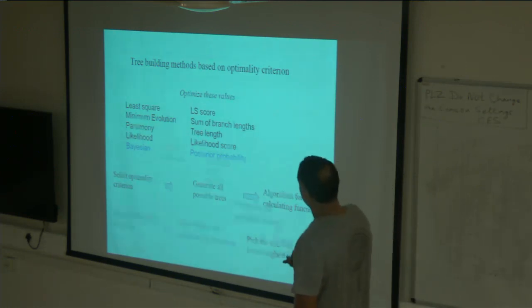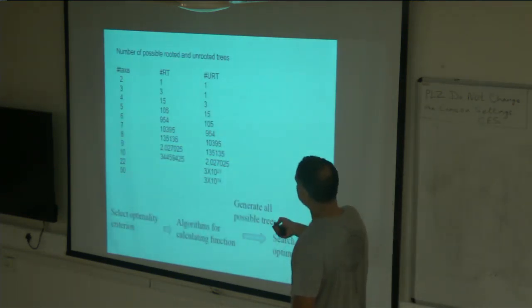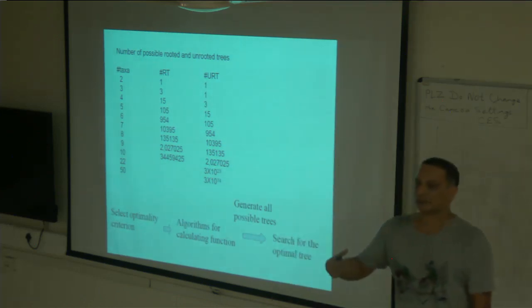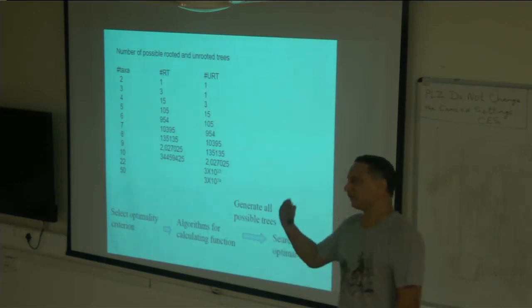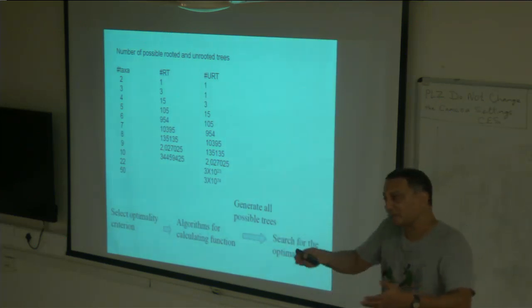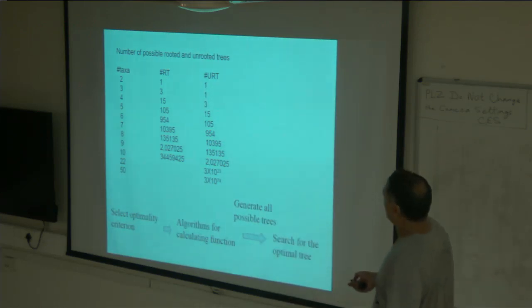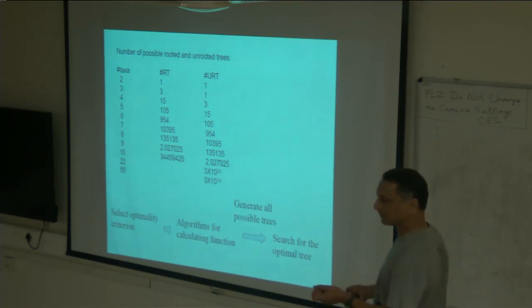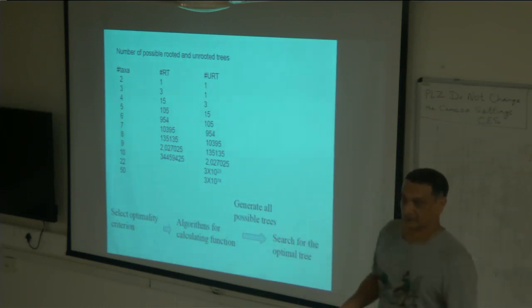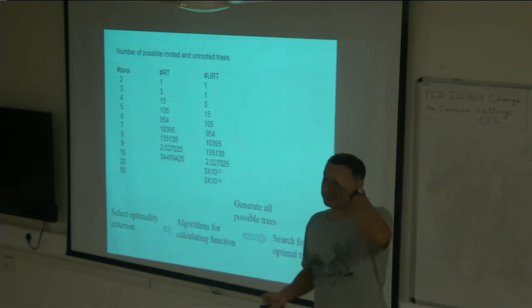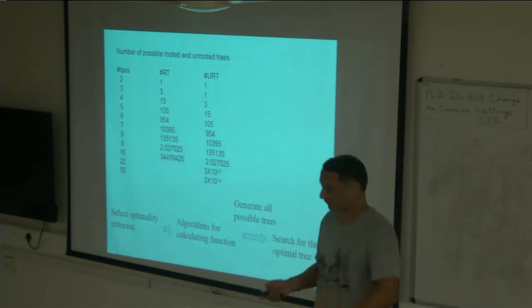Because as we discussed earlier, as the number of taxa increases, the number of all possible trees goes up astronomically, right? And beyond 25 taxa, you're not even sure if you have got all possible trees in your data set. And then for each of those trees, you have to calculate that criteria that you have selected, right? And then you have to search for the best of the lot. So this process itself becomes more laborious than the optimality criteria.